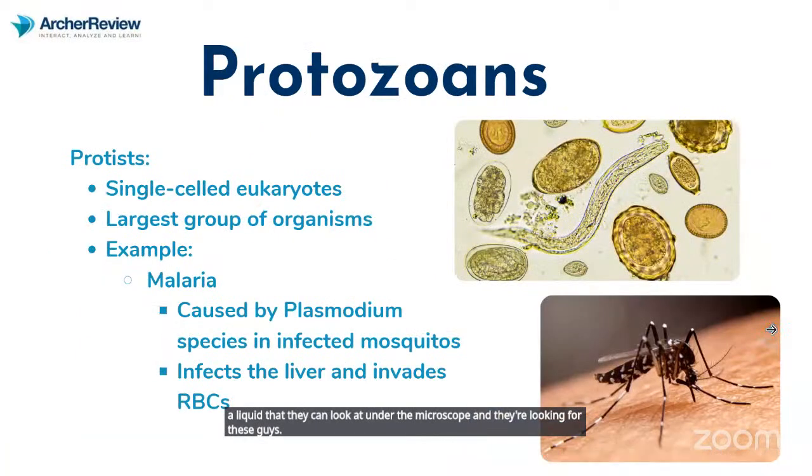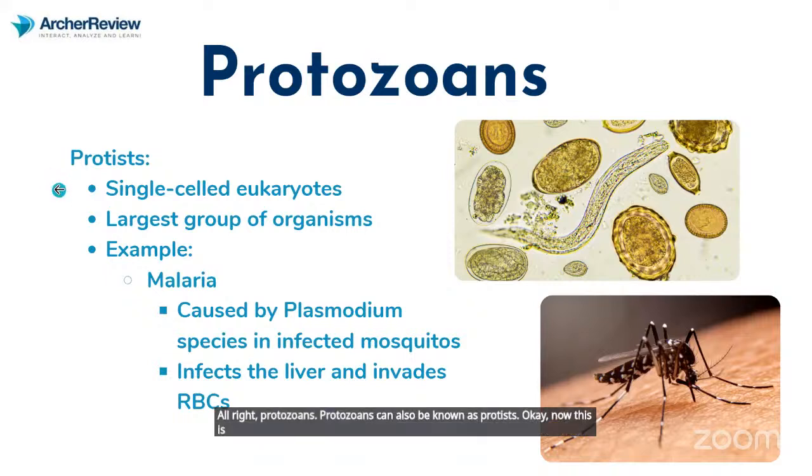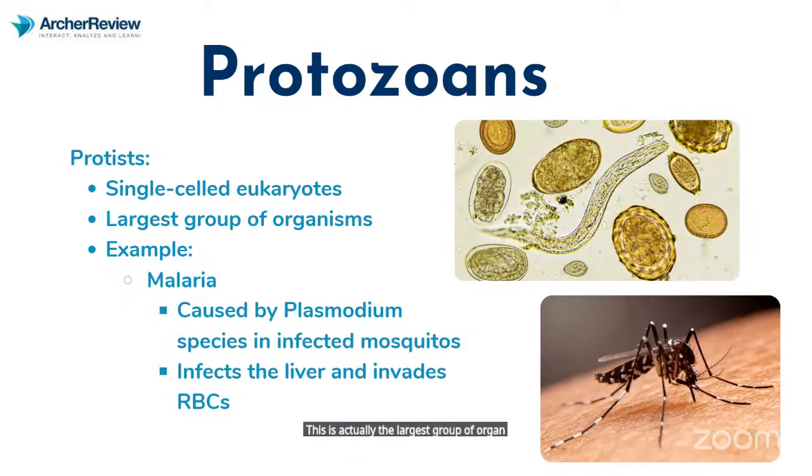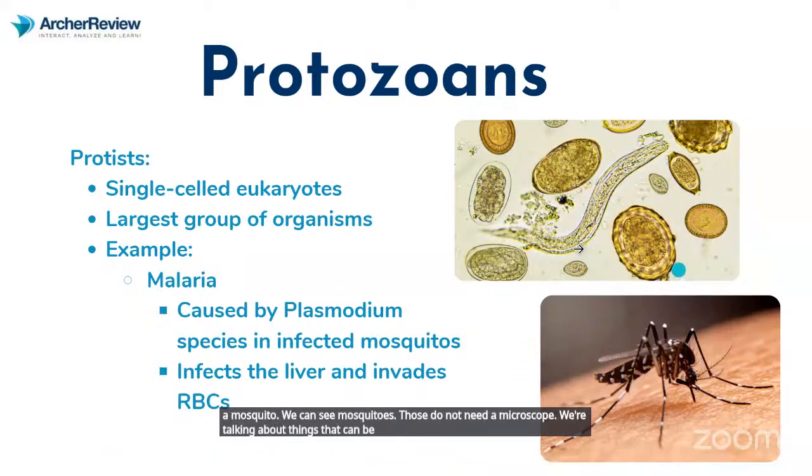All right, protozoans. Protozoans can also be known as protists, okay? Now, this is one of those rare examples of a single-celled eukaryote, so the type of cells that make up you and I. This is actually the largest group of organisms on the planet, but it seems so weird to think that, but it's true. Now, our example is malaria, and I want to be careful with this because it's not a mosquito. We can see mosquitoes. Those do not need a microscope. We're talking about things that can be seen through a microscope.